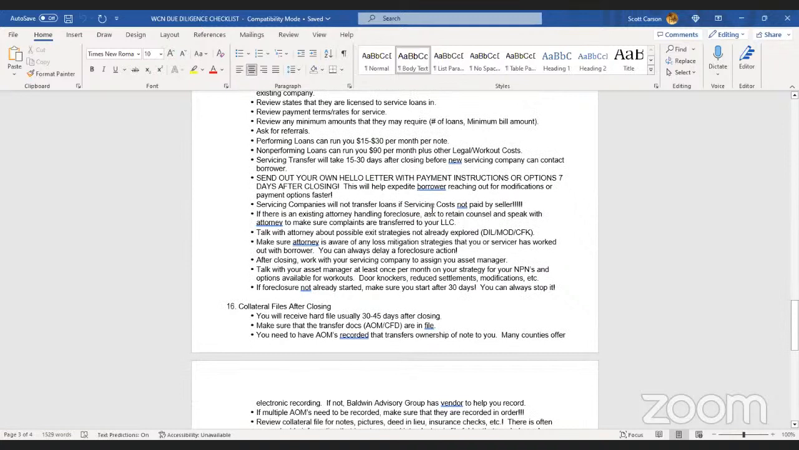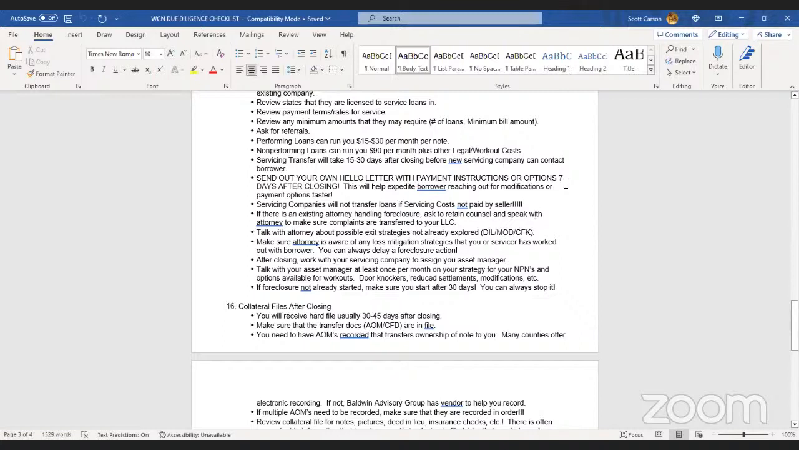Servicing companies will not transfer loans if servicing costs have not been paid by the seller. Like, if I owe money to my servicing company on a loan and I sell it, that servicing company is going to hold that loan for ransom before they release it. So that's one thing to ask: Hey, is your servicing cost paid up on this? If not, then I need to reduce the cost by this, and I'll pay it. Or make sure that a big chunk of whatever is owed goes to the servicer.